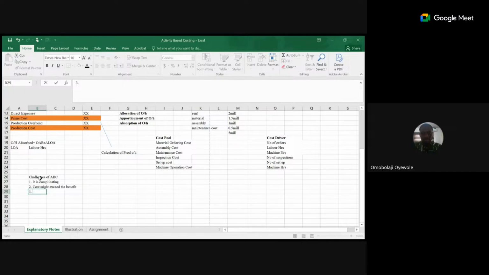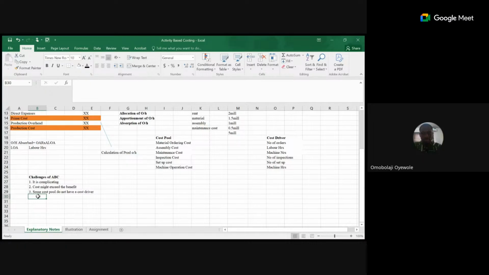Benefits. Now, another disadvantage or challenge is that some cost pools do not have a cost driver. So if some cost pools do not have a cost driver, how do we identify a cost driver for such a cost pool? That's another challenge.